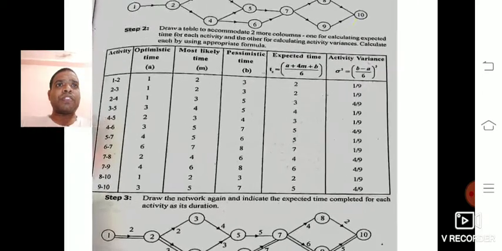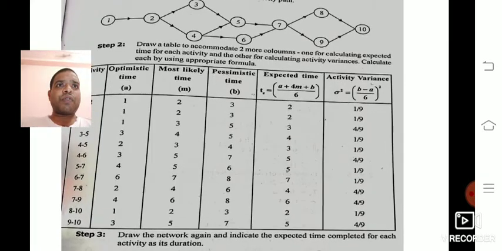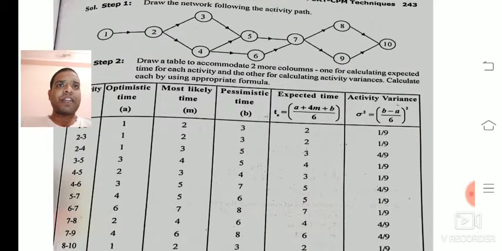Now the first step, we need to draw the network diagram. 1 to 2 is the first activity, and next 2 to 3, and again from node 2 the fourth activity is 2 to 4, next 4 to 5. See the network diagram, 4 to 5. Next from the fourth node again the sixth activity starts with 4 to 6, next 5 to 7, next 6 to 7, 7 to 8, 7 to 9, 9 to 10. This is the network diagram.